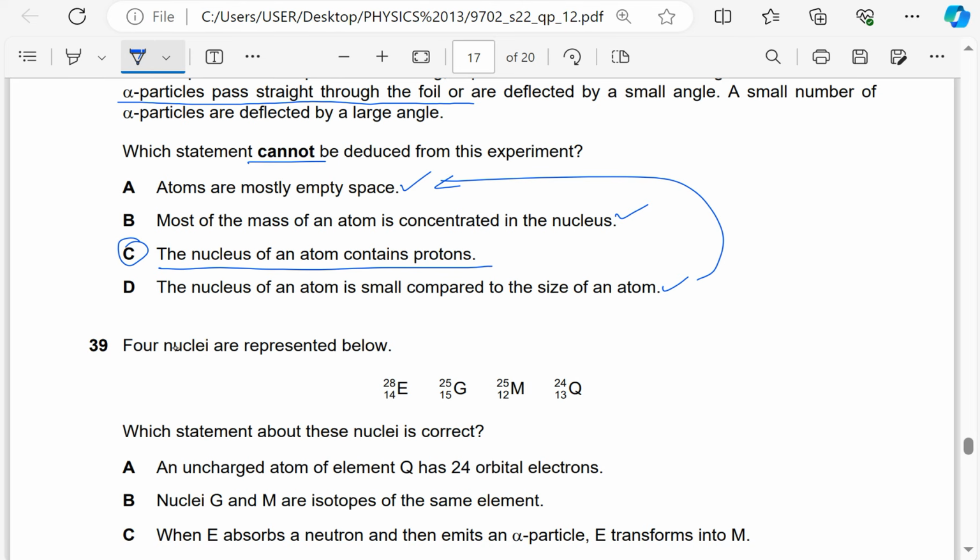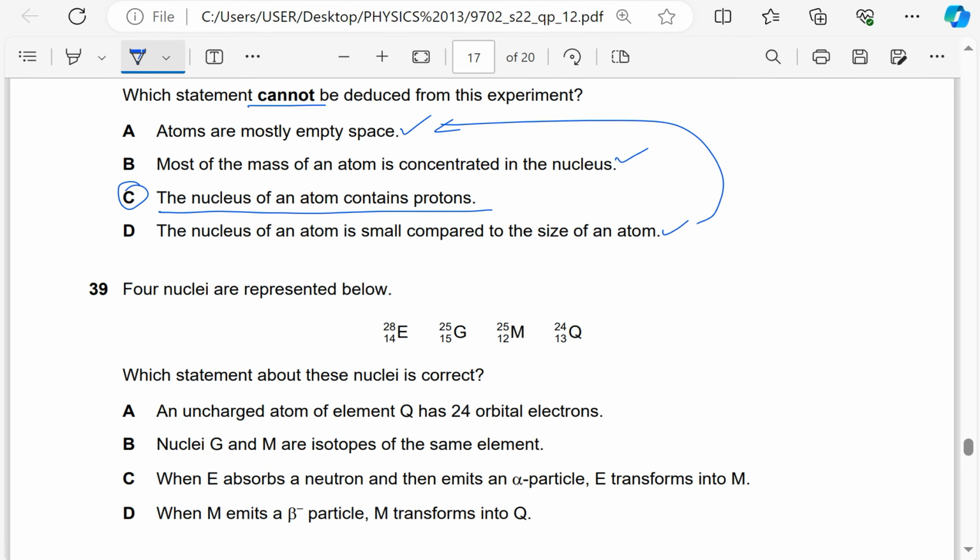Four nuclei are represented below. Which statement about these nuclei is correct? Number 1. An uncharged atom of Q has 24 orbital electrons. Q has 13 protons. If it is uncharged, it should have 13 electrons. So that means this statement is wrong. If it is not charged, it should have the same number of electrons as protons. Nuclei G and M are isotopes of the same element. G and M should have the same proton number to be isotopes, and the numbers here are different, so this is not correct.